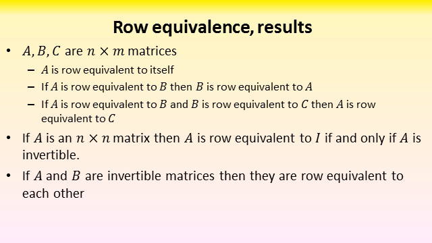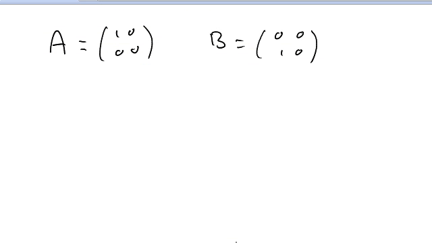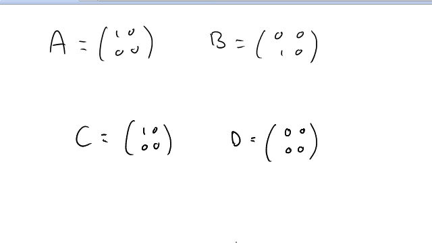Similarly, if you have two matrices, one being invertible and one not, then they cannot be row equivalent. However, if you have two matrices, neither of them being invertible, then they may or may not be row equivalent. For example, these two matrices are row equivalent, just swapping rows 1 and 2, while C and D, both being non-invertible, are not row equivalent. There is no elementary row operation that you can do on C to get to D and vice versa.